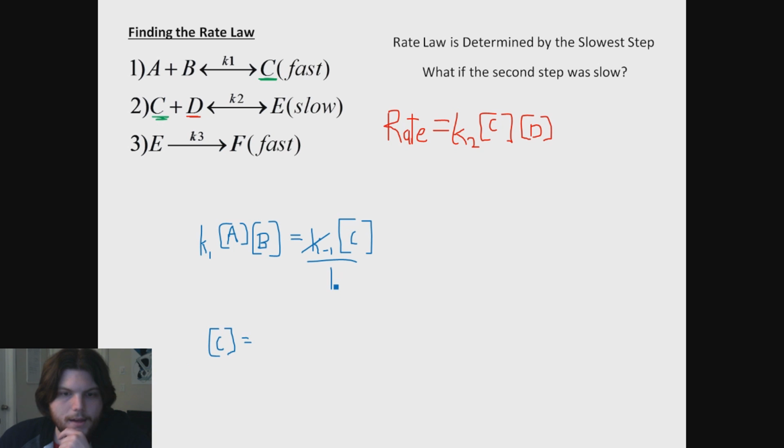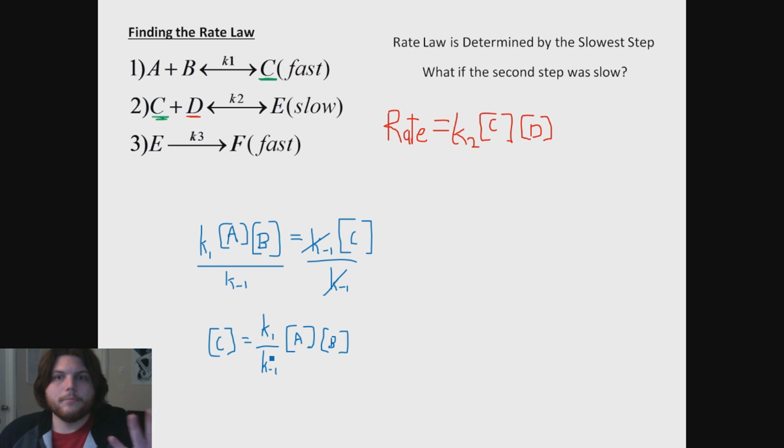I'm going to divide this side by K negative 1, which means you have to divide the other side by K negative 1. Here they cancel out. Here they don't. So we end up with K1 over K negative 1, all times A times B.